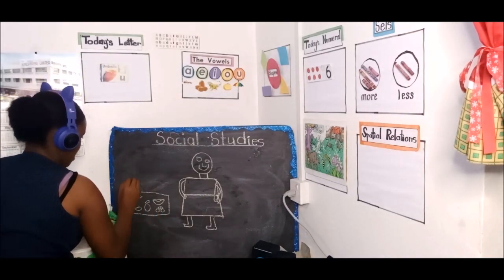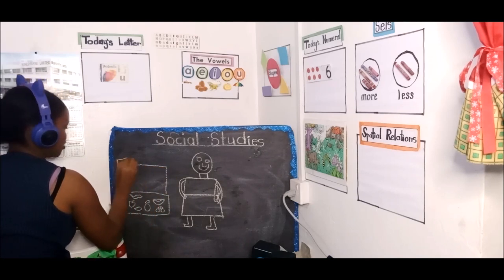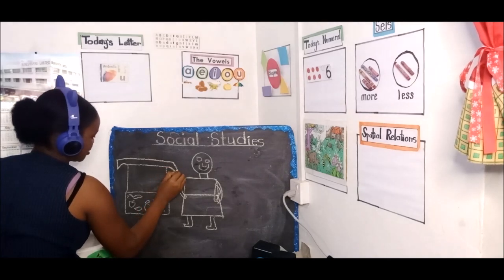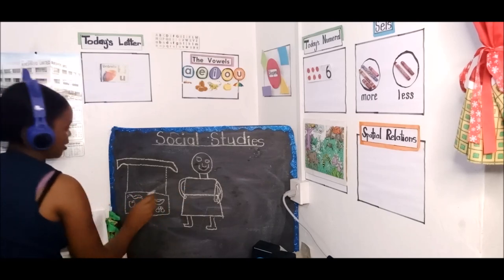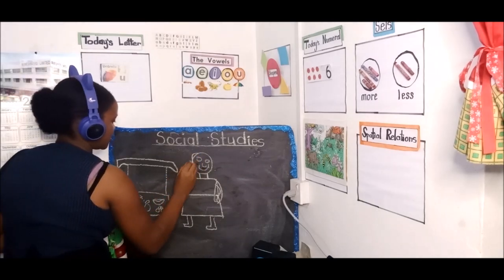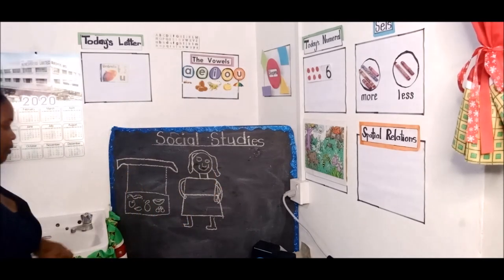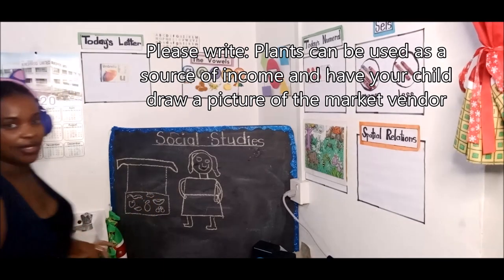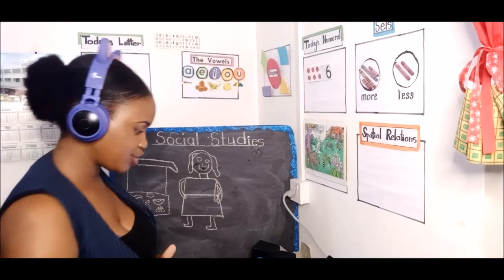Okay, so this is her stall. She has a little tent there. Yes, and you can draw your own neat and nice. Okay, better than teachers. Right. So this is the market vendor, and this is her fruits and vegetables. She is selling to get money. Right, so you're going to draw your own, and then you will be sending it to me. Okay, children? Good. Okay, that's it for social studies today.